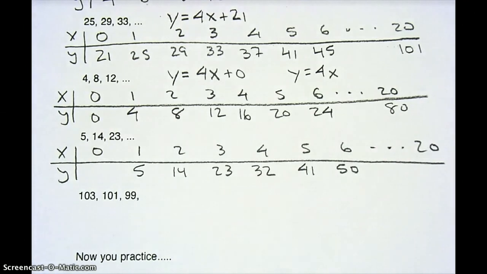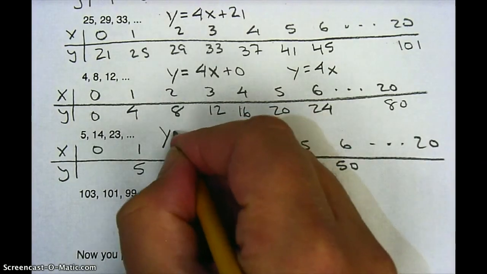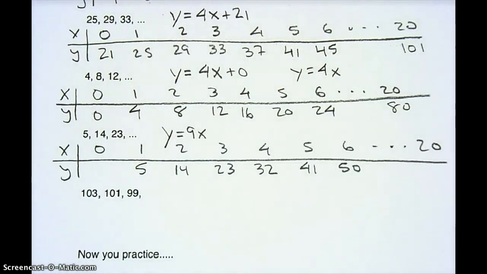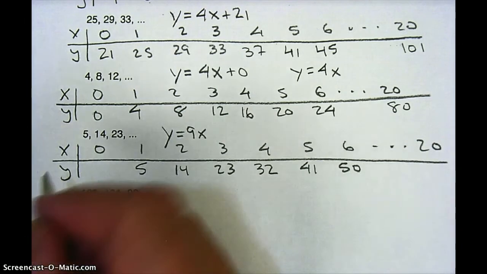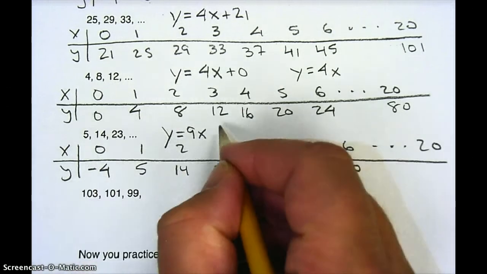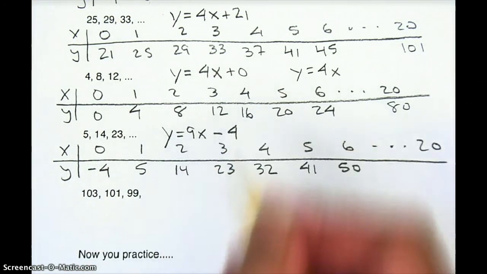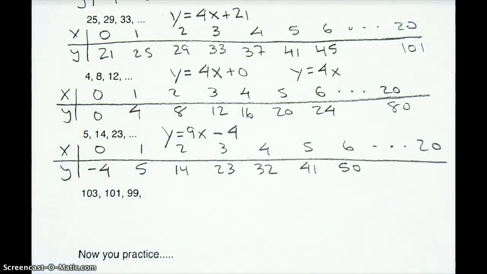Now the tricky part, since I'm going up by 9 each time, I know my equation starts y equals 9x. But this one's a little bit confusing. I can't get 9 less than 5 unless I go to negative numbers. So I've got to go to a negative number here. So 9 less than 5, 5 gets down to 0, and I need another 4, so it's going to be negative 4. So I'm going to just write down 9x minus 4. And that's the equation for that.